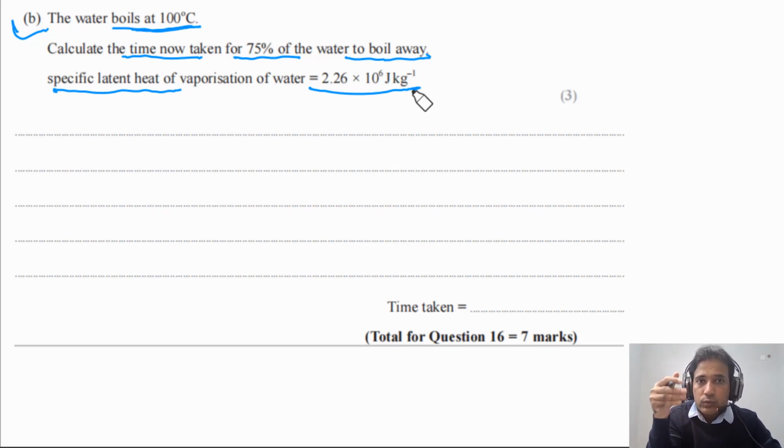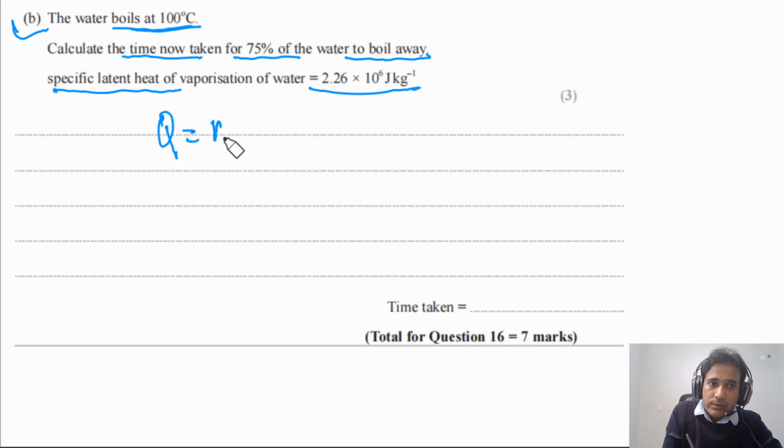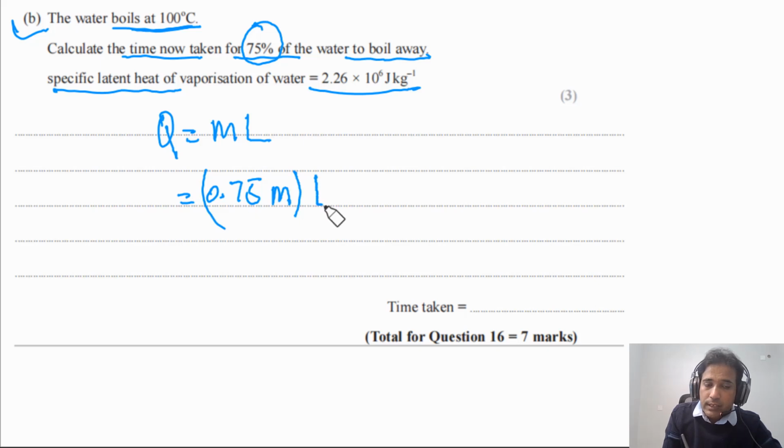Again we can use the same approach. If you read this question, you can see that this is about latent heat of vaporization. So simply, Q is equal to M times L. In this case, 75% of the water boils away, so this is 0.75 of the mass of water. So this is 0.75 M, where M is the total mass of the water, times L. So we can calculate Q.